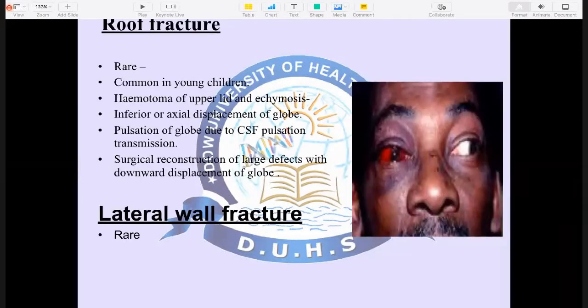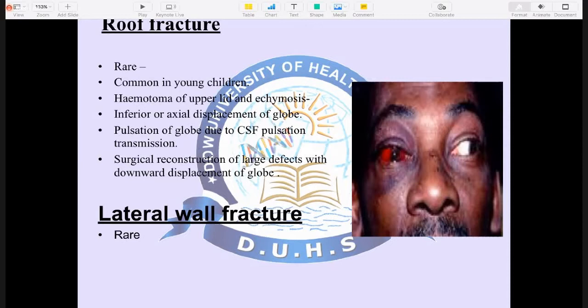Now, sometimes you also have a roof fracture. It is rare, but it can be associated with something quite sinister, which doesn't really occur when there's a floor fracture or a medial wall fracture. What can happen is that you can have fracture of the roof of the orbit and a CSF leak, sorry, that the cerebrospinal fluid can leak into the orbit, and that can be disastrous because it can lead to meningitis.